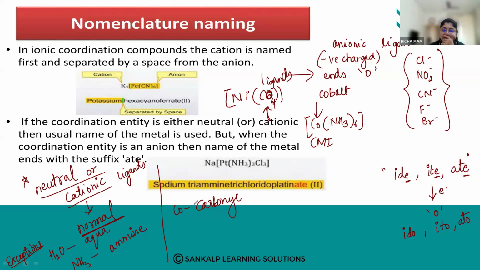Okay, CO is represented as carbonyl. Then NO, if it is NO, then it is nitrosyl. So these are the names which are given.